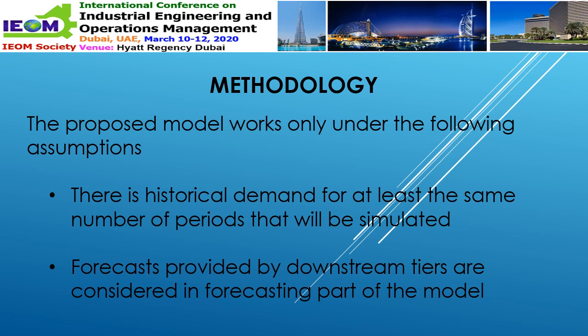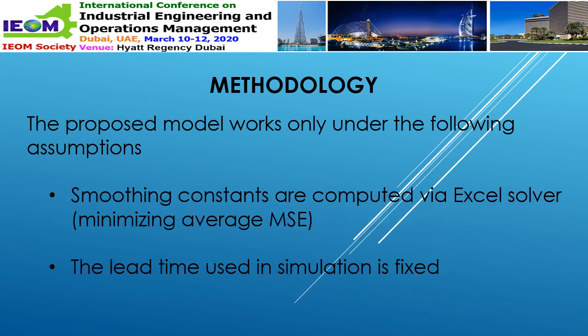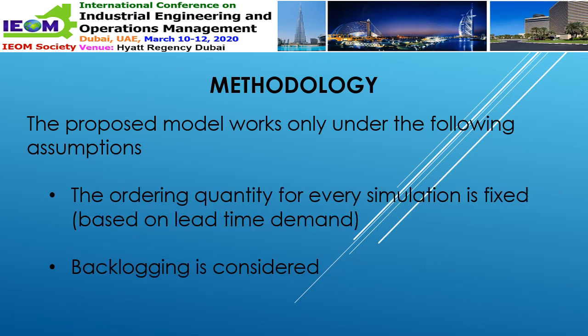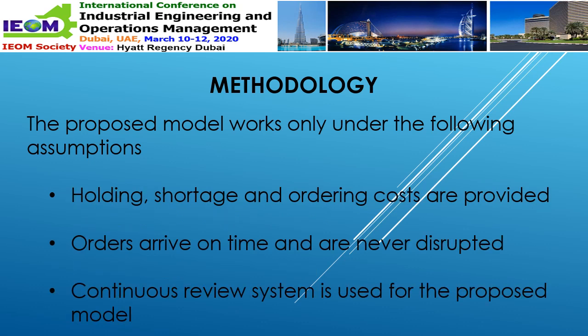There is historical demand for at least the same number of periods that will be simulated. Forecasts provided by downstream tiers are considered in the forecasting part of the model. Smoothing constants are computed via Excel Solver. The lead time used in simulation is fixed. The ordering quantity for every simulation is fixed. Backlogging is considered. Holding, shortage, and ordering costs are also provided.